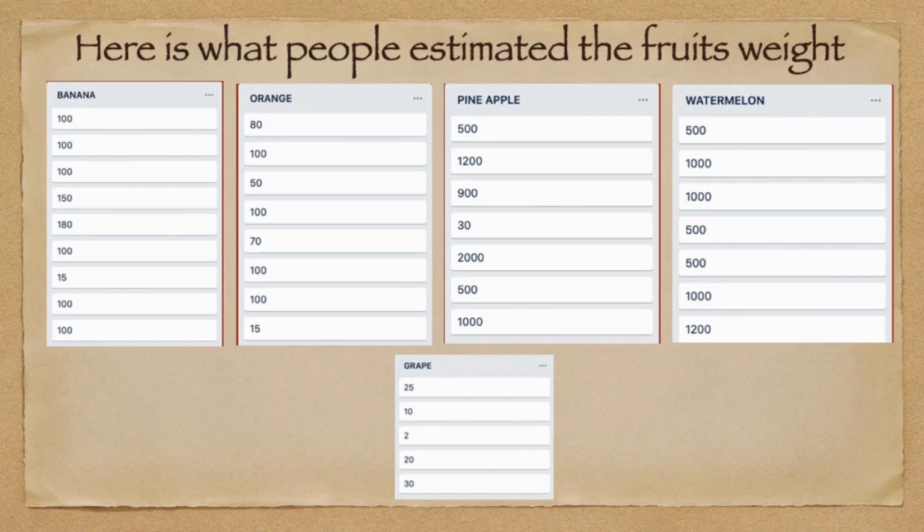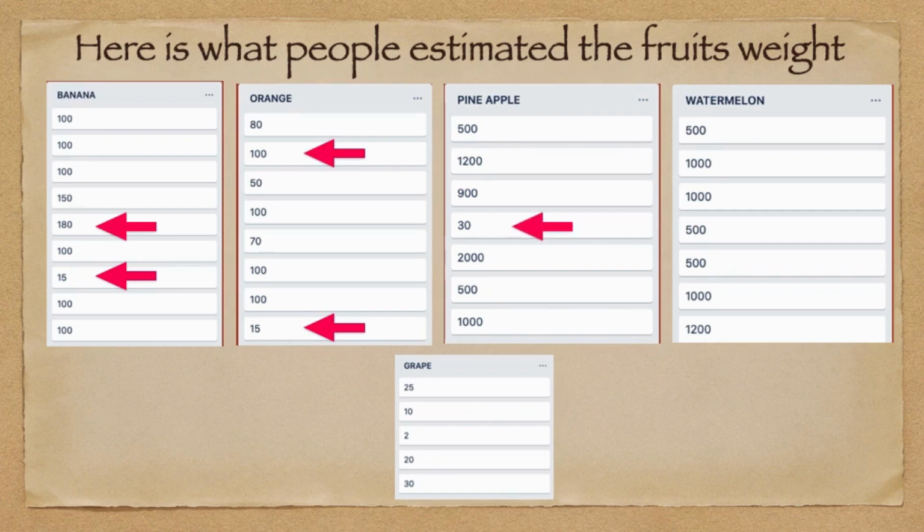These weights were given by different participants who selected these fruits. If you observe closely, I am highlighting the minimum and maximum weight given for each fruit. For example, banana: 15 grams is the least weight and 180 grams is the highest. That is more than 10 times variance. And orange: 15 grams, more or less the same as banana according to the estimation, and the maximum given is 100 grams, so almost 6 times variance.